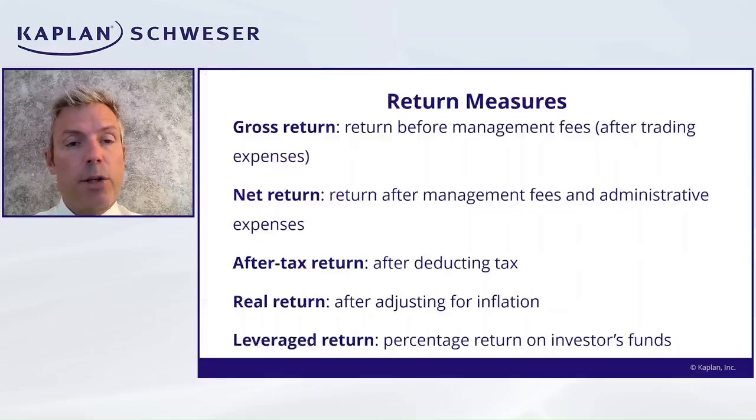Okay, the final section in this reading is to look at the different types of return measures that we could be using when we're thinking about looking at a portfolio manager here. A portfolio manager goes out, buys and sells securities. That will give a gross return. Now, a gross return is the highest level of return. It's still after trading expenses.